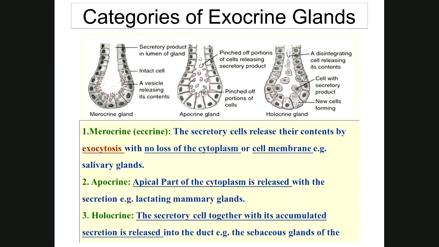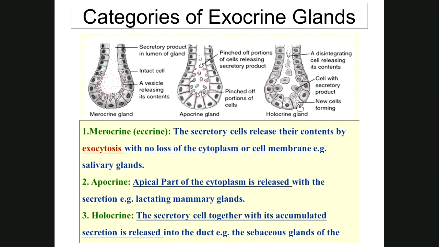Categories of sweat glands. Okay, we have several categories here. Now, our first one, number one in your notes, is holocrine. Holocrine glands accumulate their secretory product in their cytoplasm, the cell dies and sloughs off with its contents as the glandular secretion. And it says the sebaceous glands of the skin that we just saw.